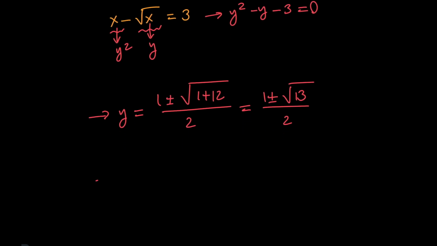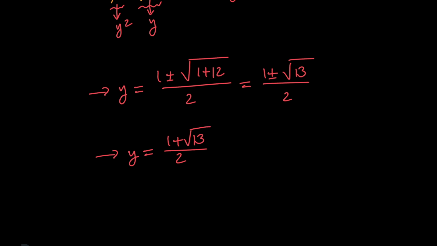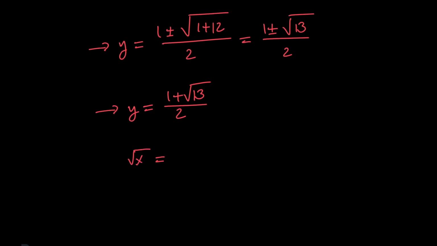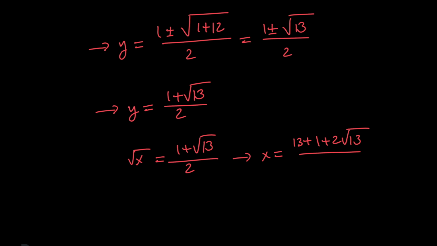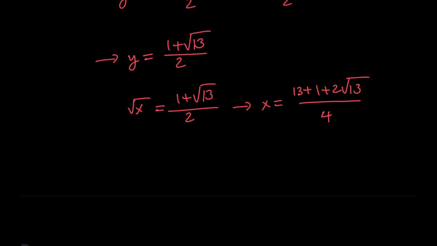And that means that we have only one valid solution, and that is going to be 1 plus root 13 divided by 2. Since y is root x, we can say that the square root of x is 1 plus root 13 divided by 2. That means that x is going to be 13 plus 1 plus 2 times root 13 divided by 2 squared, which is going to be 4. That means that x is going to be 7 plus root 13 divided by 2.